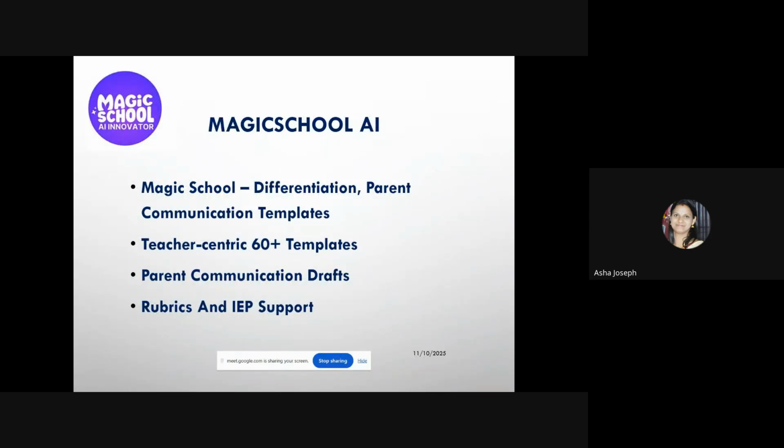So the next tool is Magic School AI. Magic School AI is for differentiation and parent communication templates. It supports teachers with over 60 different task-specific tools, including lesson planning, parent communication emails, any IEP goal support, and even assessment generation. Then it emphasizes student data safety and privacy. That is one of the things all of us are looking for.